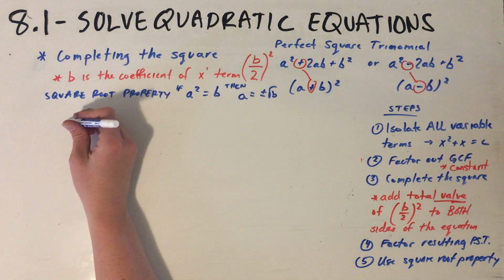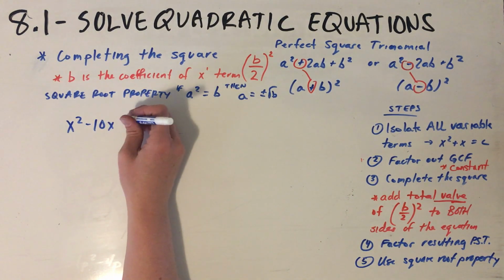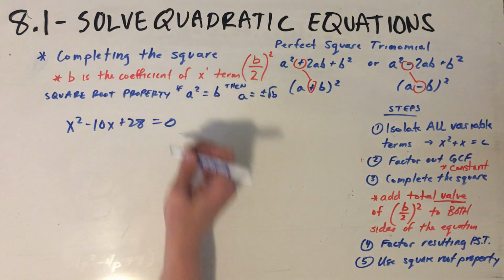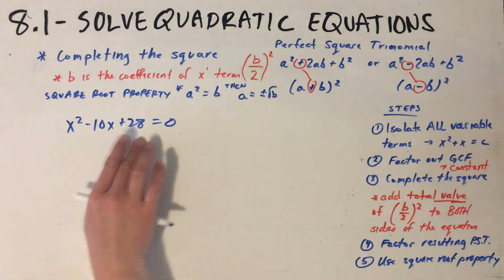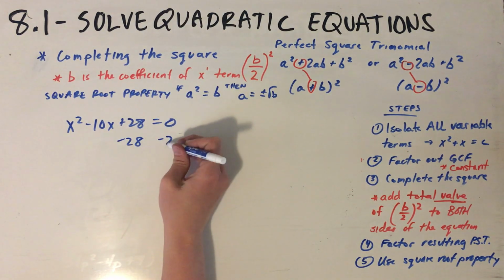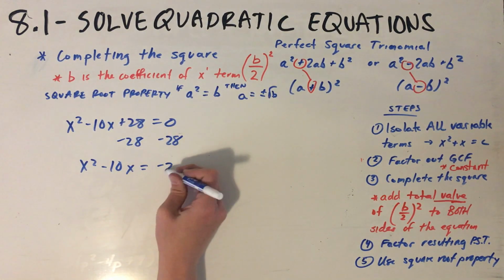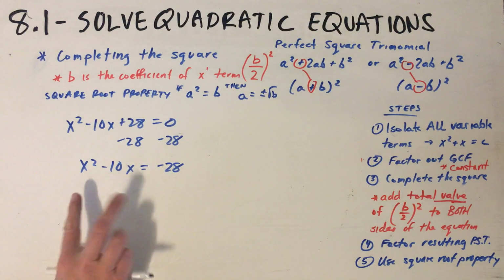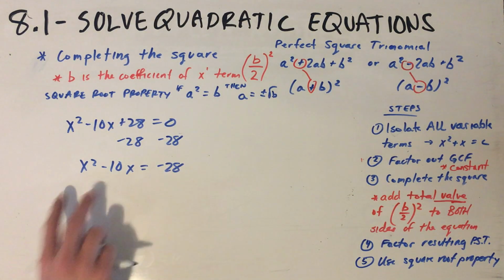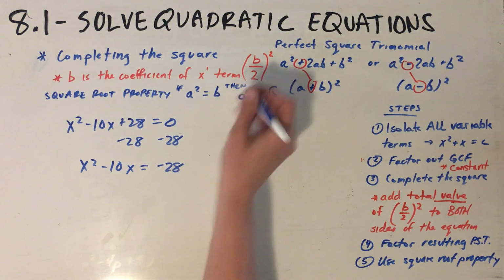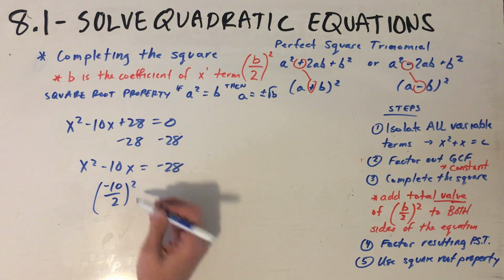So let's try x squared minus 10x plus 28 is equal to 0. Again, I want to isolate my x terms, or the variable terms, so I'm going to subtract the 28 from both sides and get that x squared minus 10x is equal to negative 28. There's no GCF here. Yes, there's x's in common, but again, we're only looking for a constant. There's no constant GCF, so I'm going to complete the square by using the coefficient of the b term, dividing it by 2, and squaring it.